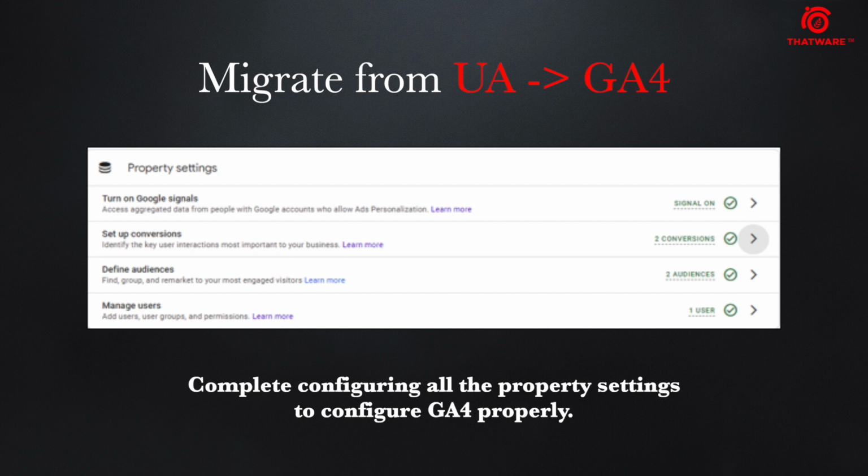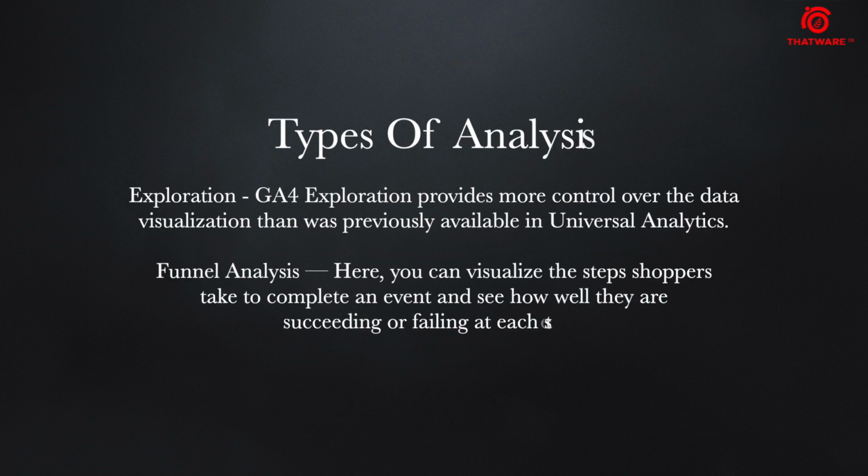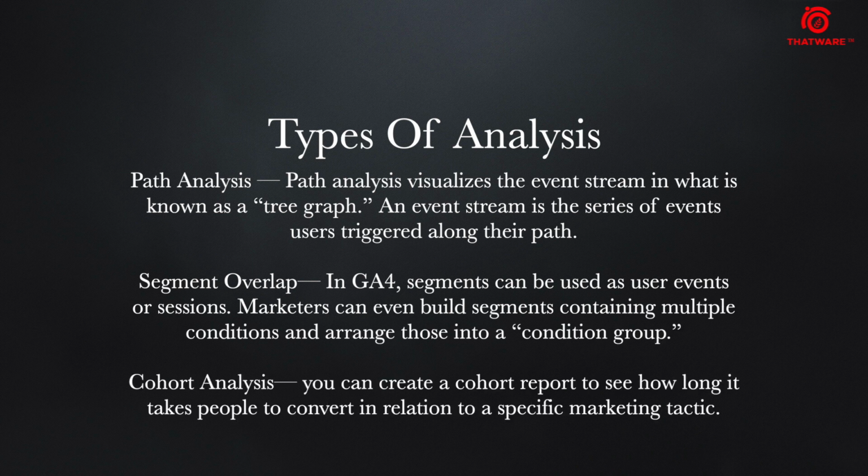And last but not the least, there are a few types of analysis which are possible on GA4. So exploration is possible. GA4 can provide more control on the data visualization, which was previously unavailable on Universal Analytics. Funnel analysis, you can take the funnel analysis to the next level in GA4. Now this can be extended into path analysis and segment overlap. And last but not the least is the cohort analysis.